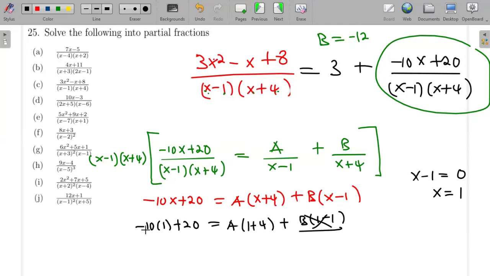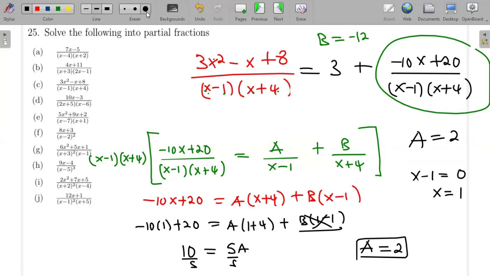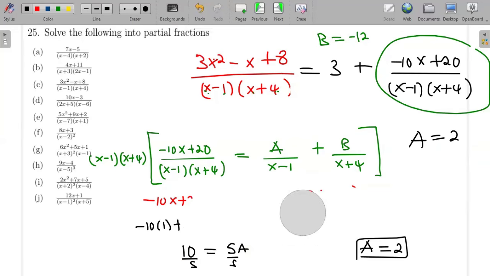So I just have minus 10 plus 20, that will be 10, is equal to 5a. So I divide by 5, divide by 5. This will just be a is equal to 2. Okay, so a is simply equal to 2. So simply meaning that we are done with this guy.